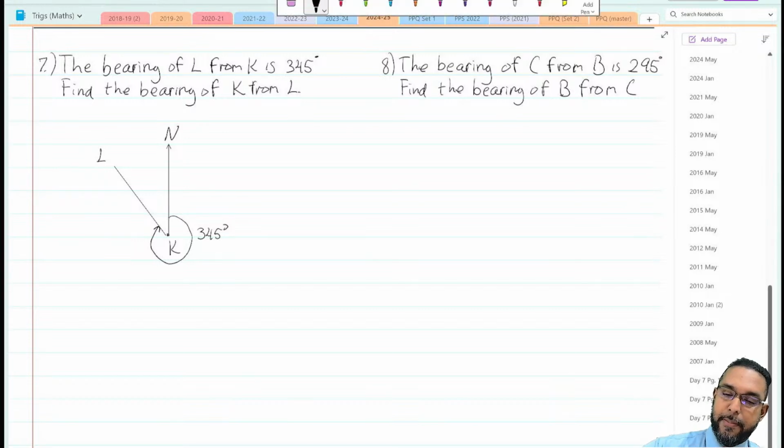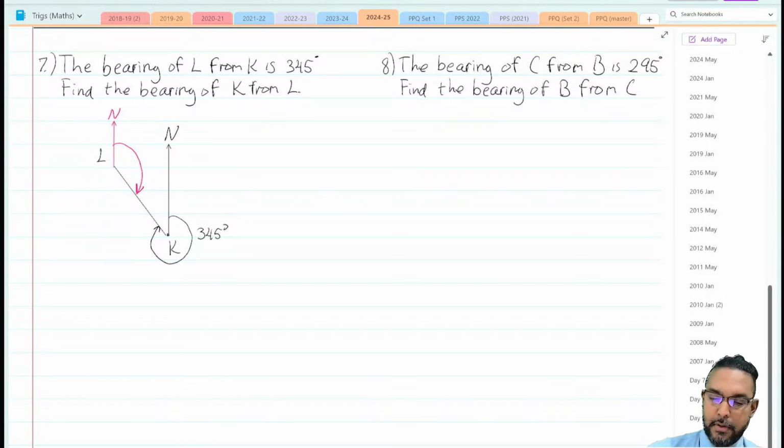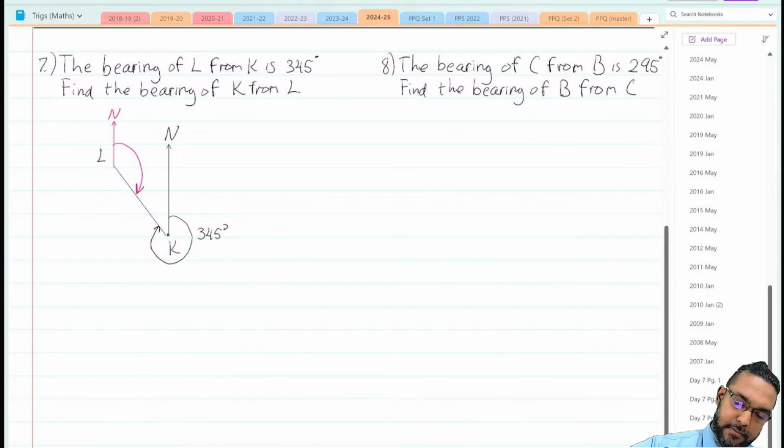Now what do we want? We want the bearing of K from L. So we need a north line at L. Right. So we want that angle there. So what do we have to do? We have to extend the line.